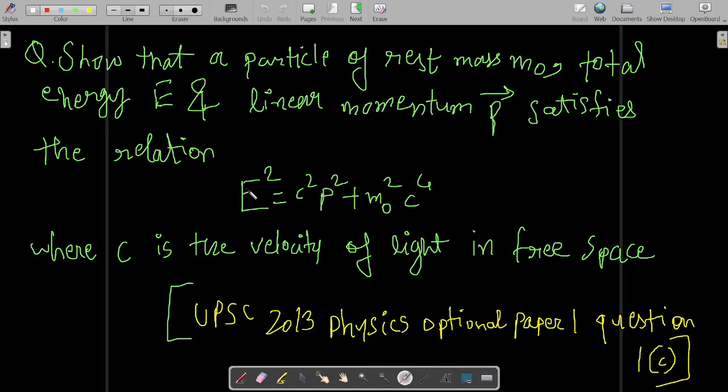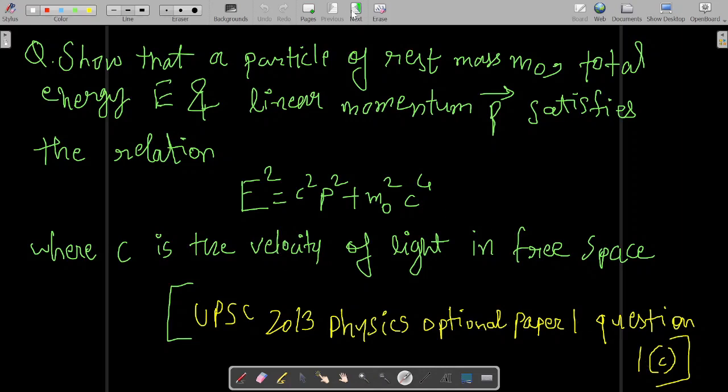So we have to prove that any particle which has rest mass m0, energy E, and linear momentum P vector satisfies this relation. Every particle satisfies it, and this is what we have to prove. Here C is the velocity of light in free space. This is UPSC 2013 Physics Optional Paper 1 question 1C.